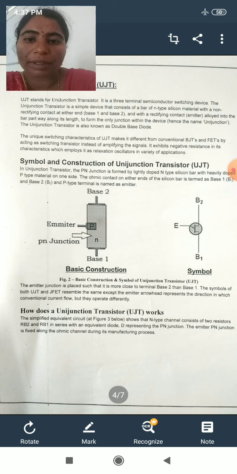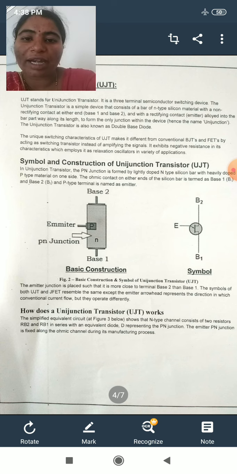Now see what happened here. Here base 1 and here base 2, as shown in the figure. This is the unijunction transistor and it is also known as a double base diode. Why is it called a double base diode? Because base 1 and base 2, double base, are there, hence it is called a double base diode.